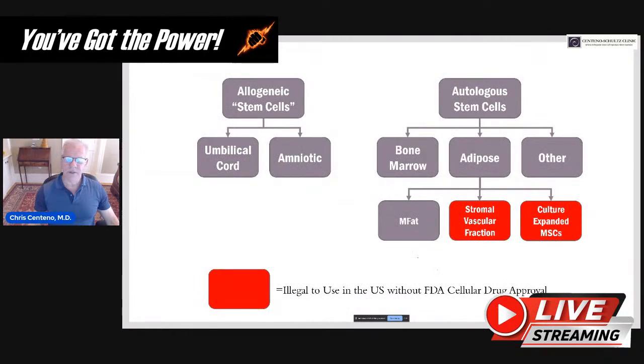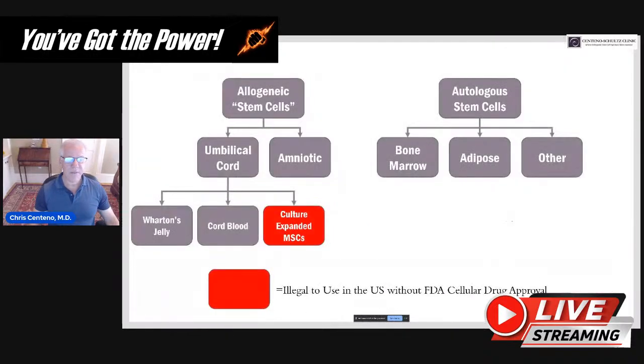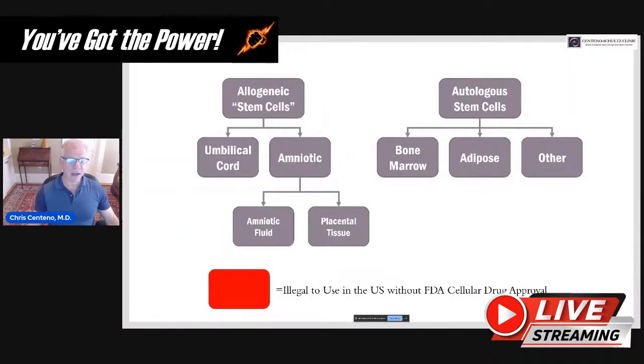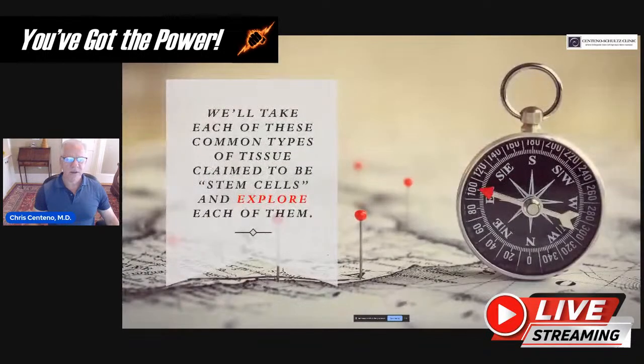Now we go to adipose, and we've got three different types. We've got MFAT, we've got stromal vascular fraction, which is considered a drug, and we've got culture expanded mesenchymal stem cells. And then we go to allogeneic stem cells. We've got Wharton's jelly, cord blood, and then you can also culture expand or grow those cells to bigger numbers. And finally, we have amniotic, where we've got amniotic fluid and placental tissue. So now I'm going to dive into each one of these a little deeper.